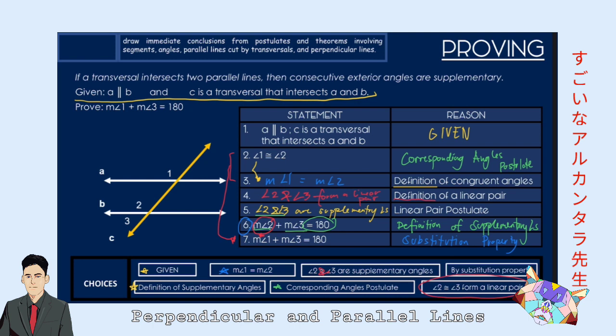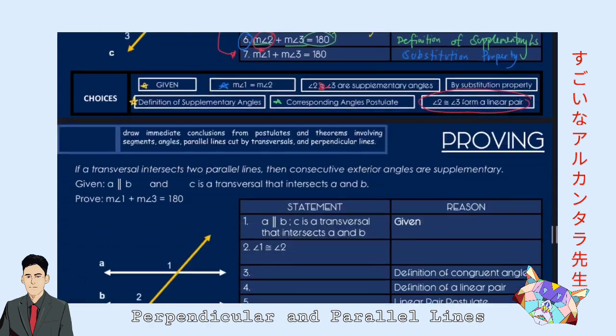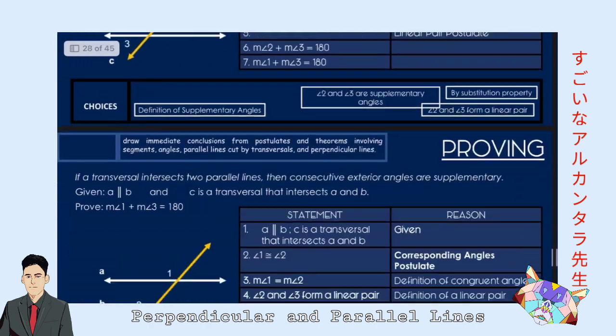So we did prove that they are supplementary, the consecutive exterior angles. So that's how proving works. Okay, let's have one last proving for parallel lines. Where's that one?